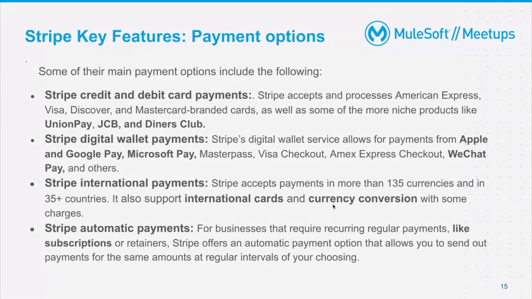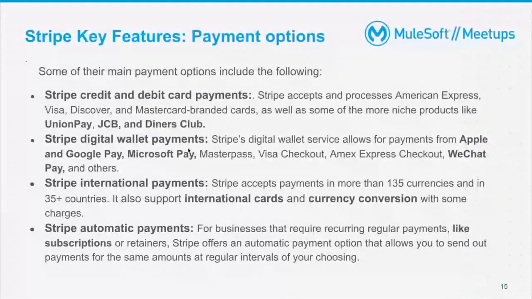A very good thing is they do the currency conversion with their own logic, so we can use international cards as well. Stripe also supports payments for businesses with subscriptions or retainers. Stripe offers an automatic payment option that allows us to send out payments for the same amount at regular intervals, whatever we have chosen. So Stripe supports many payment options through their APIs.